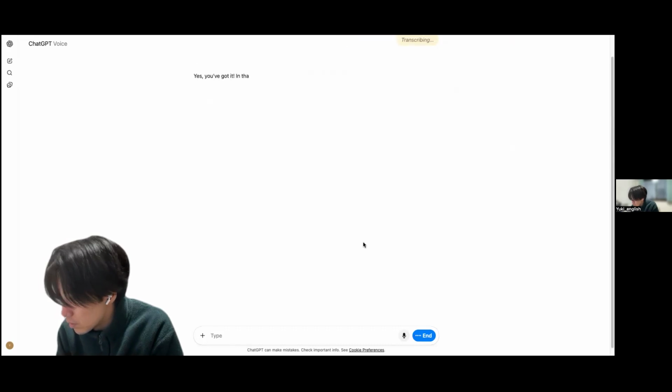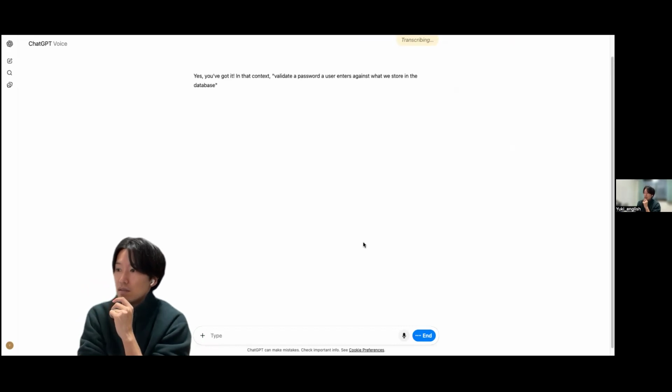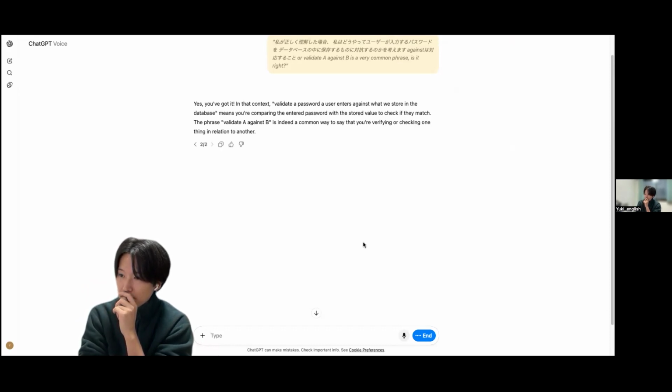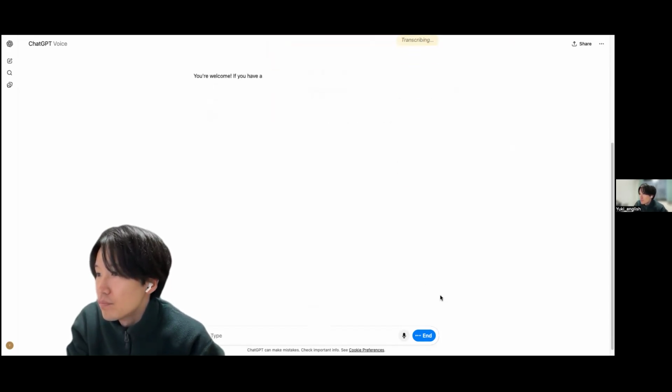Yes, you've got it. In that context, validate a password a user enters against what we store in the database means you're comparing the entered password with the stored value to check if they match. The phrase validate A against B is indeed a common way to say that you're verifying or checking one thing in relation to another. You're welcome. If you have any more questions or need further clarification, just let me know.